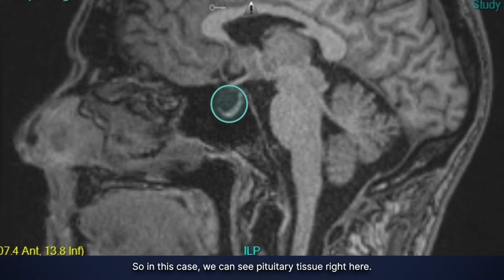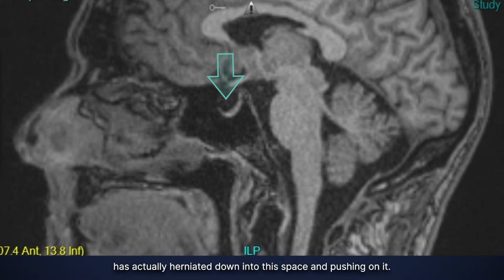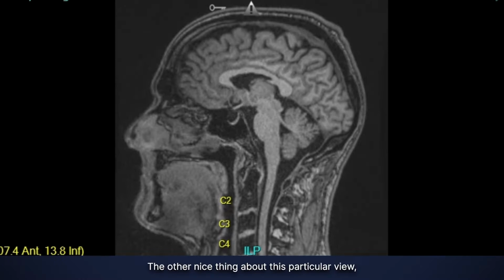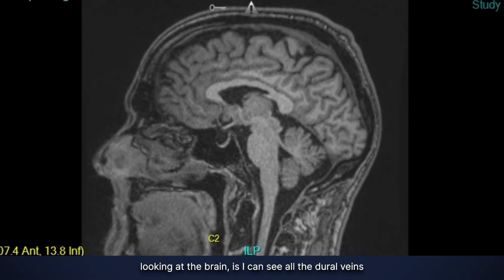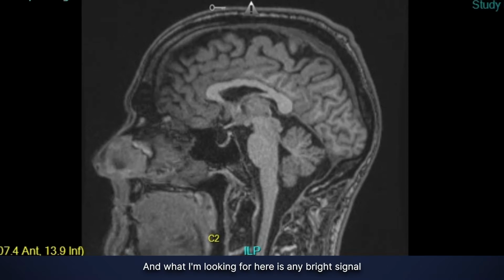So in this case, we can see pituitary tissue right here, and it has a U shape in this case because some of the fluid that bathes the brain has actually herniated down into this space and pushing on it. But that's a benign finding and generally of no clinical significance. The other nice thing about this particular view, looking at the brain, is I can see all the dural veins that drain the venous blood from the brain. And what I'm looking for here is any bright signal within those veins, which could indicate some blood clot. So here we see nice homogeneous low signal, so no signs of blood clot.